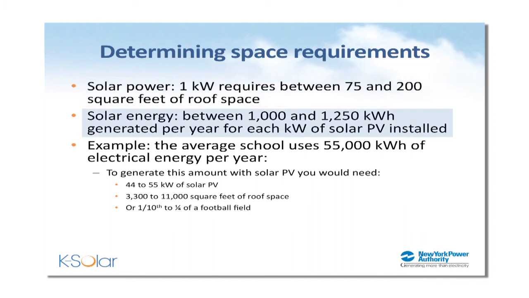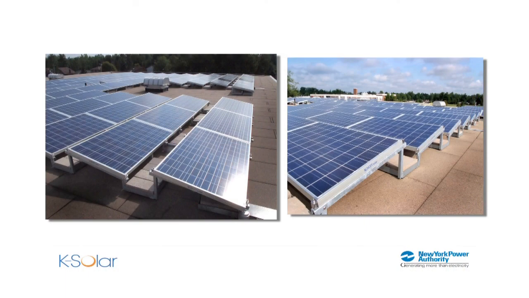In terms of the energy you get from a solar array, the rule of thumb is between 1,000 and 1,250 kilowatt hours are generated each year for each kilowatt of solar photovoltaic panels that you install. Obviously, they're not going to be producing at night, on very cloudy days, or when they're covered with snow. They're going to basically be giving you zero production, but on a good sunny day, they'll be producing pretty close to their full power rating.